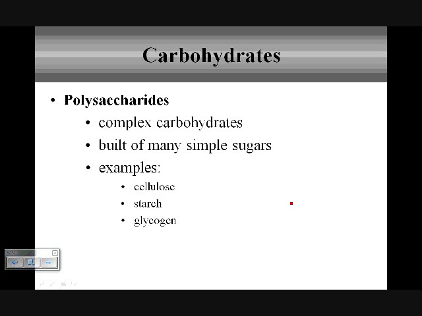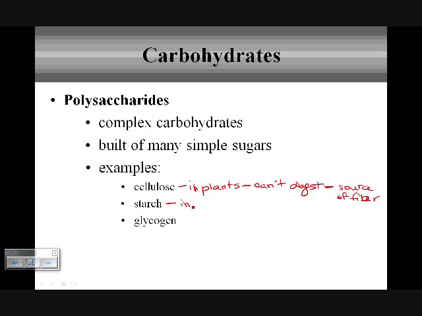Polysaccharides are going to be our complex carbs. They're many sugars linked together. For example, cellulose is a particular type, and cellulose is in plants. The interesting thing about cellulose is that we can't digest it. We don't have the proper enzymes to break it down. So this is actually a source of dietary fiber for us.